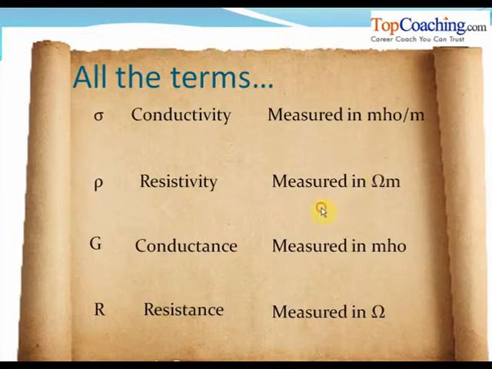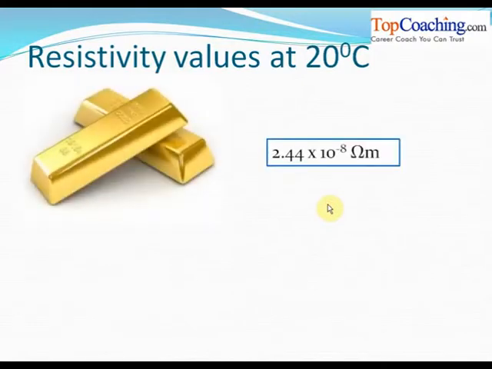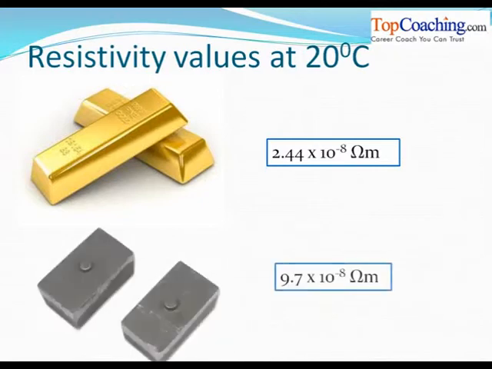Just to get an idea of how resistivity values in general are like, and how conductors have resistivity values and insulators have resistivity values, we can look at the actual resistivity values of different substances at 20 degrees Celsius. Gold has resistivity of approximately 2.44 into 10 raised to minus 8 ohm meters at 20 degrees Celsius. Iron, however, is a lesser conductor of electricity compared to gold. So it has a higher resistivity value because it offers higher resistance to the flow of electric current. It has a resistivity of around 9.7 into 10 raised to minus 8 ohm meter.